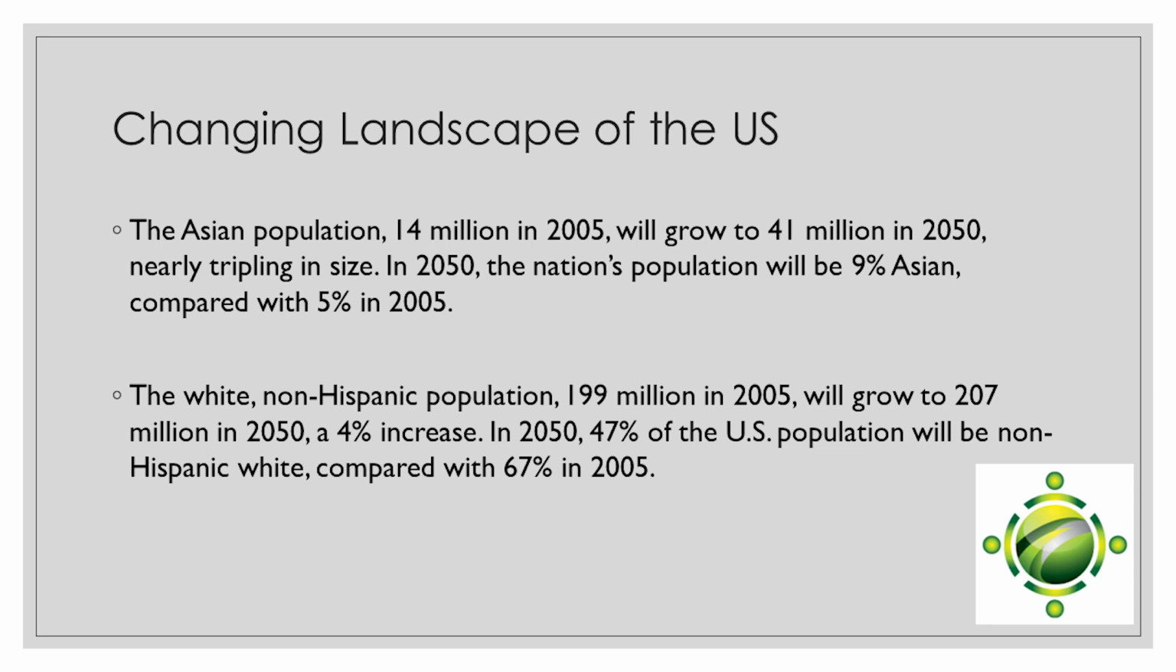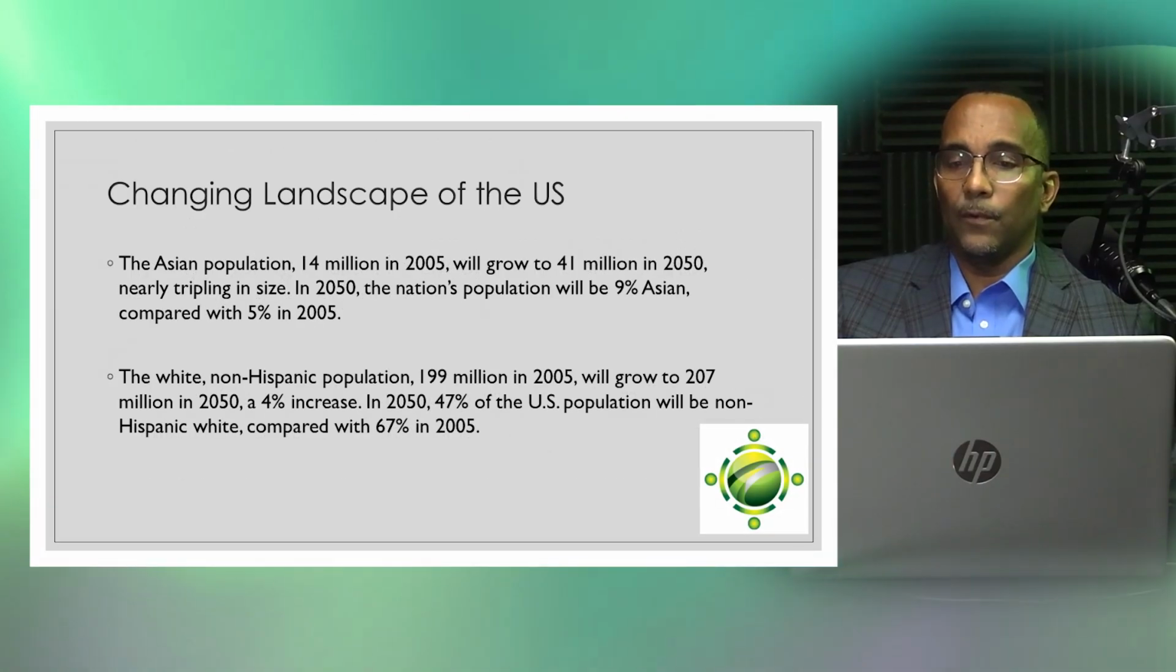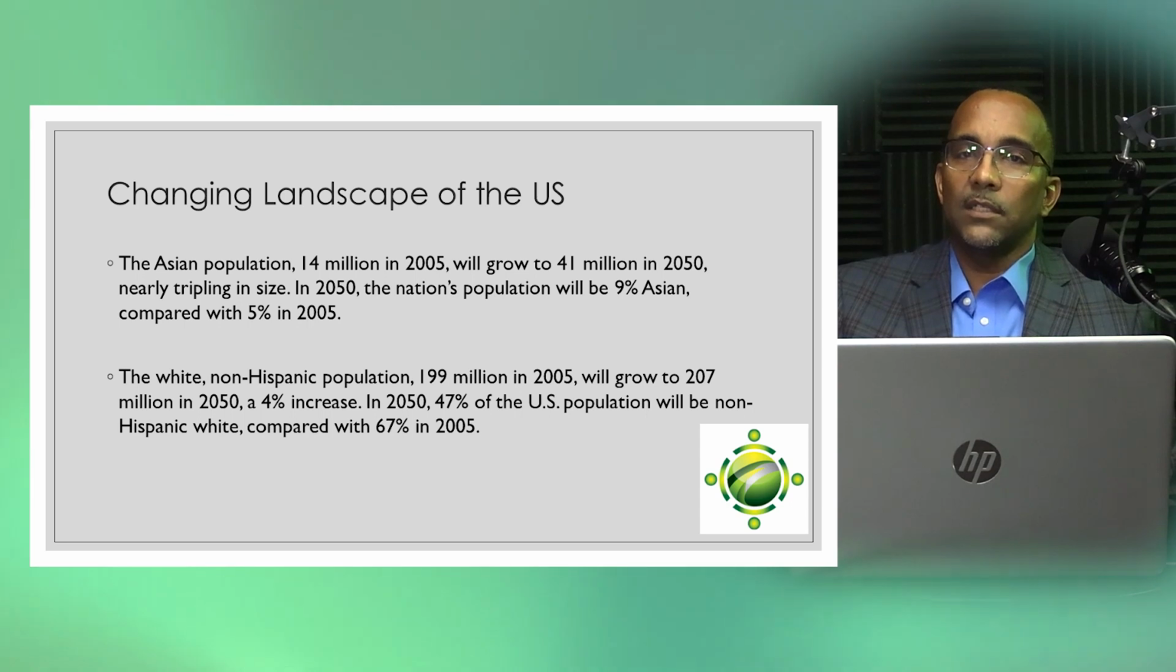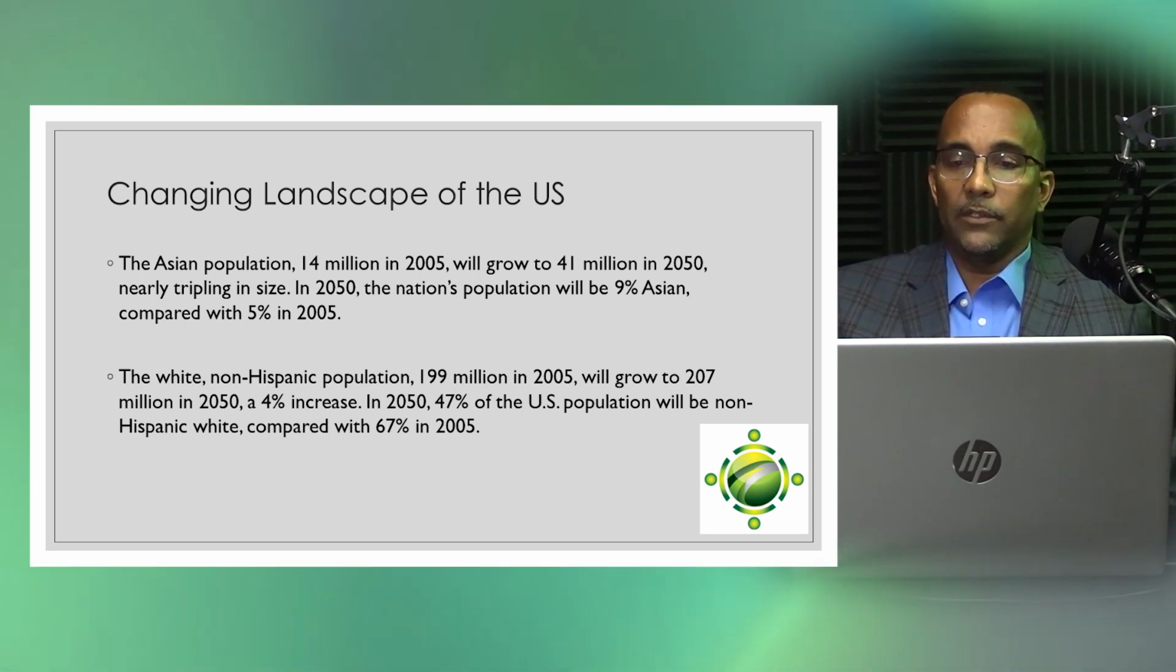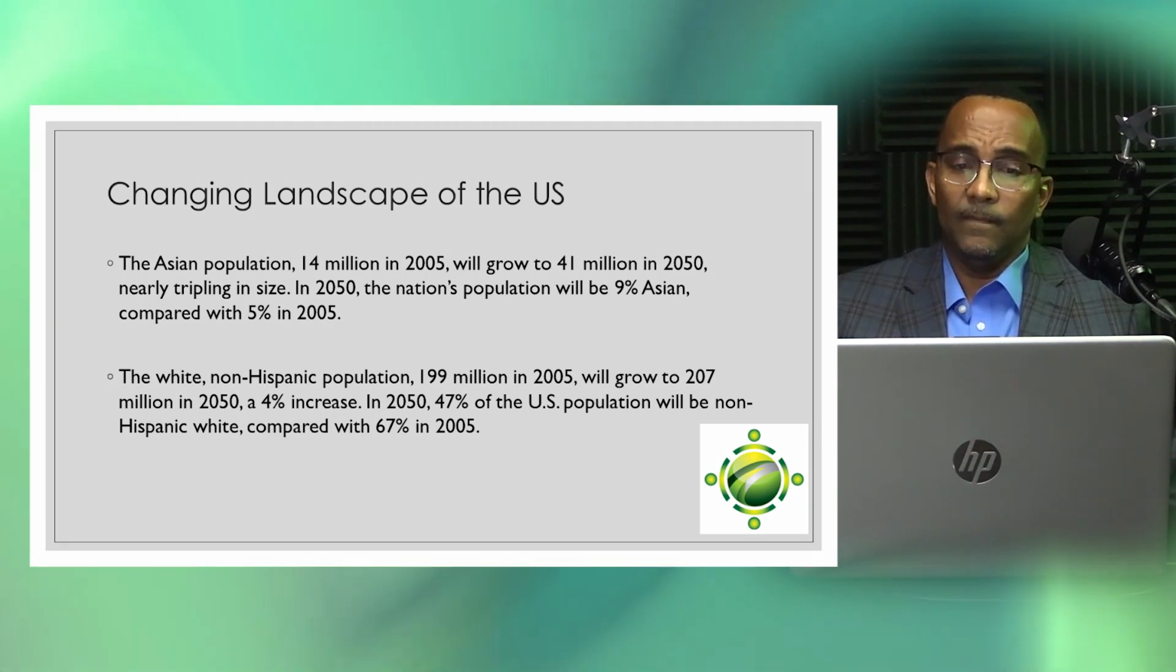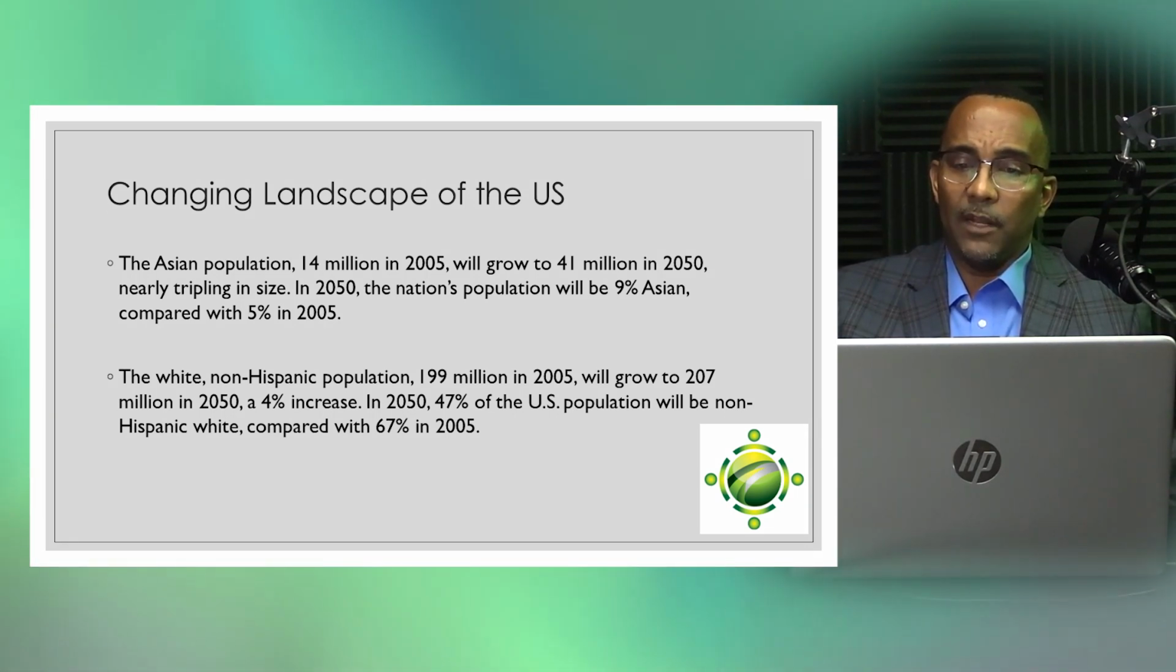Again, more numbers. Asian population, 14 million in 2005, will grow to 41 million. So we see a significant increase in ethnic minority groups as we go along in terms of projecting out to 2050. And the white non-Hispanic population, 199 million in 2005, will grow to 207 million in 2050, which is a 4% increase. Note that the non-Hispanic white population has the slowest growth in terms of increase. So, those are some pretty telling numbers.